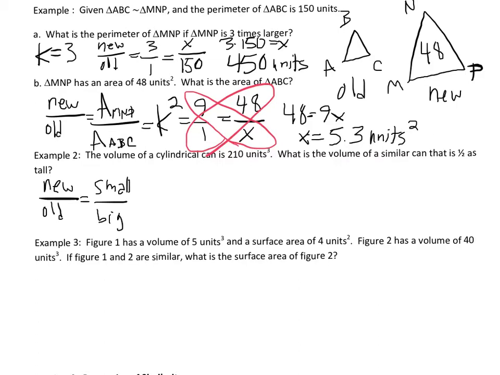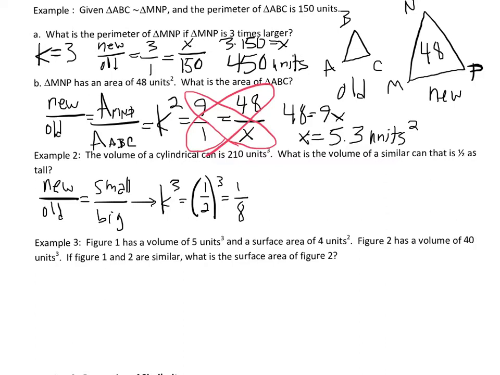And I know, all I know is k cubed, so how things relate to each other. And so, since it's half, I know it has to be 1 over 2 has to be my k, but I know I have to cube it. So k cubed is 1 over 8. So I was thinking about small over big. Small was 1, and then the big one is twice as big.